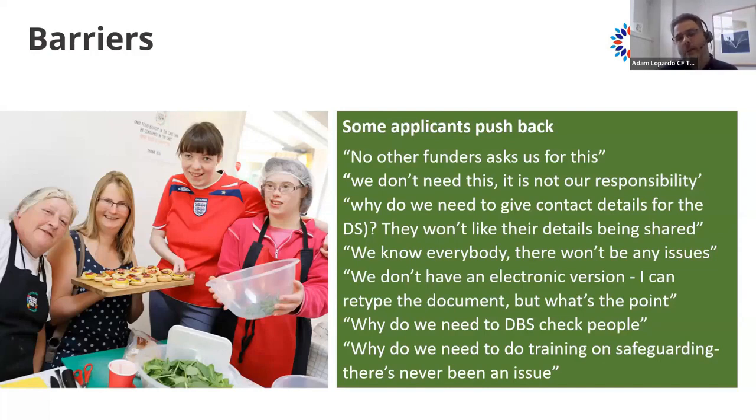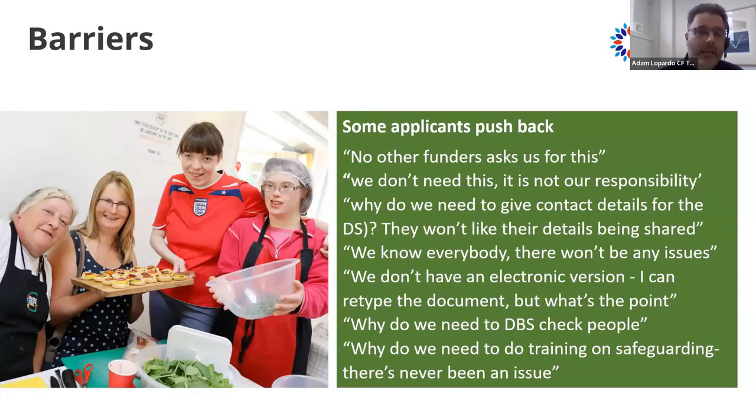Bearing in mind, a lot of the organisations that we fund are small charities, small organisations. Sometimes they don't have paid staff, they're working with volunteers. So any extra work or any perception that it is extra work can cause them issues. I asked the team here, what things have we heard? And these are just some quotes that came back.